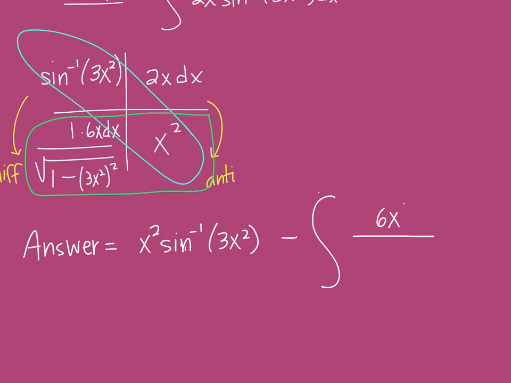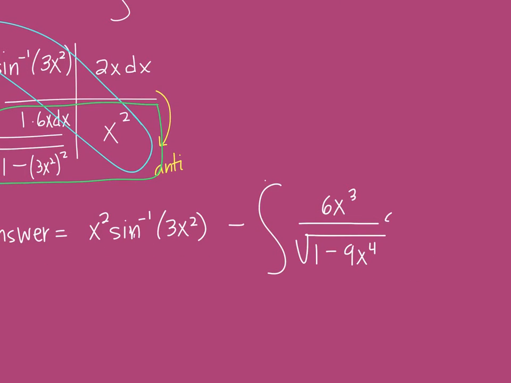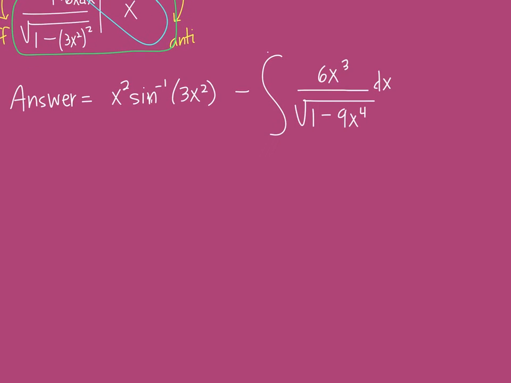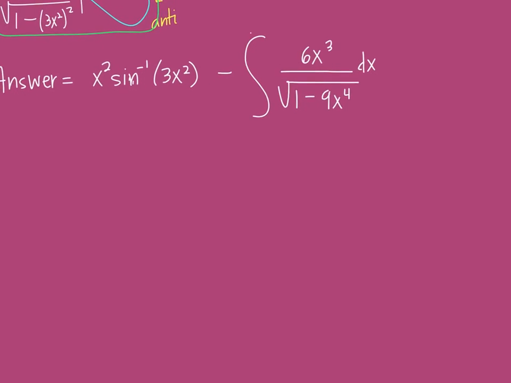6x cubed over 1 minus 9x to the 4th, and then a dx. Now, Holiday was kind of asking a question sort of like this: well, what happens now? Okay, now we've had two integrals that were pretty easy for us to do. They just integrated simply. This one will integrate for us, but we need to use another technique to integrate this one. So we go back to a regular old substitution for this.